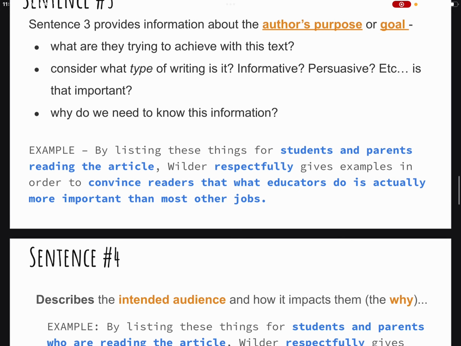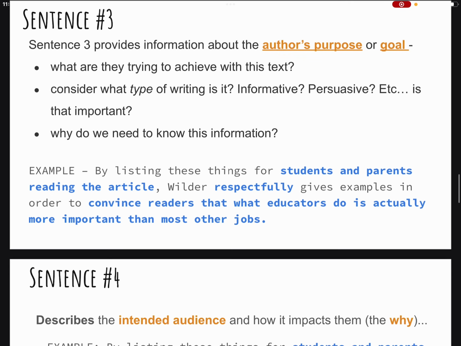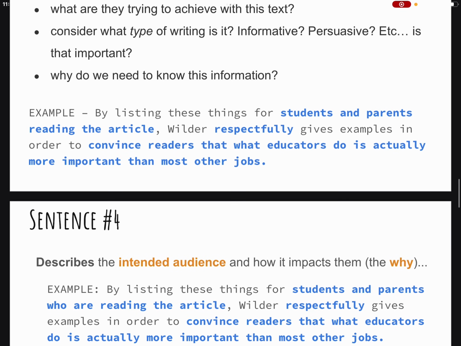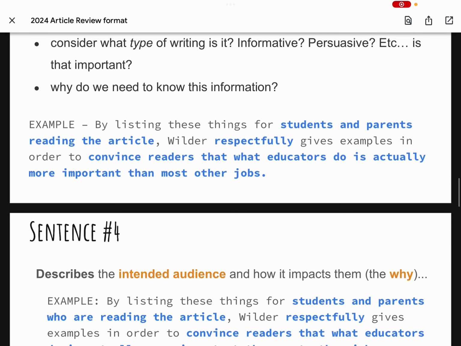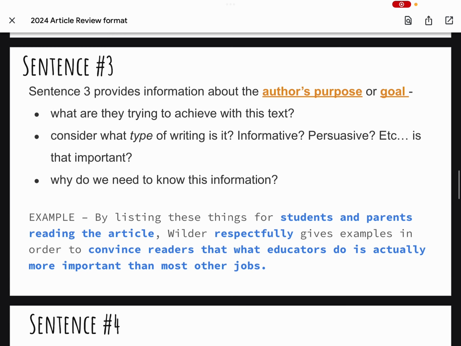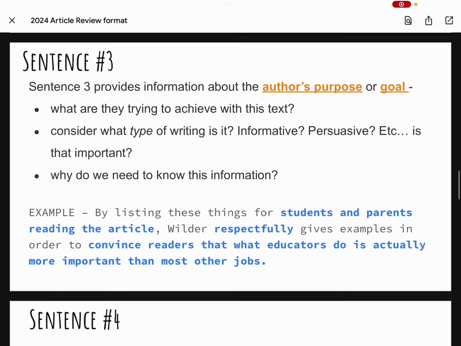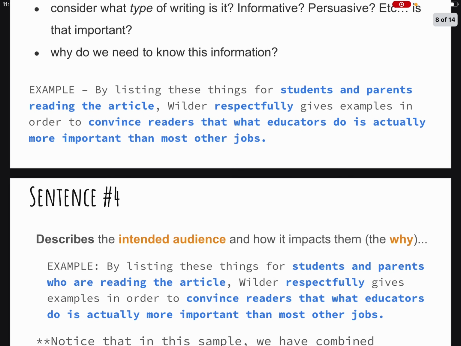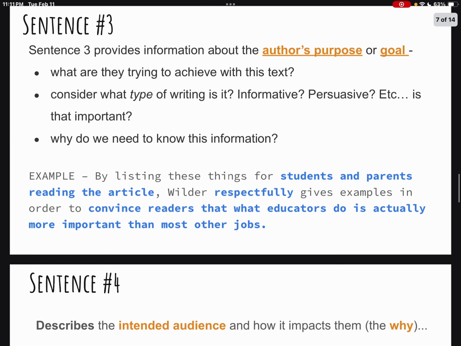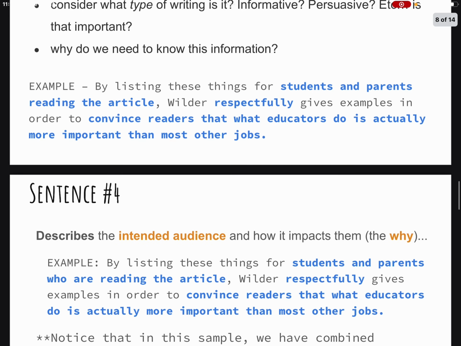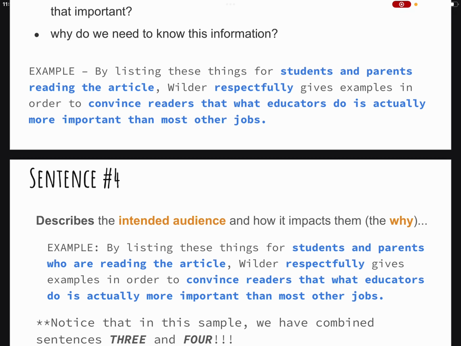Here's a sample. Sentence 3 and 4 can go together. If you look at them, sentence 4 talks about the intended audience and how it impacts them. Sentence 3 talks about the author's purpose and goal and what they are trying to do, which goes with the audience. What are they trying to do for the audience? So those two sentences really can go together if you want them to. They can be two different sentences or they can go together. And you can see that in my sample sentence, I put those two things together.